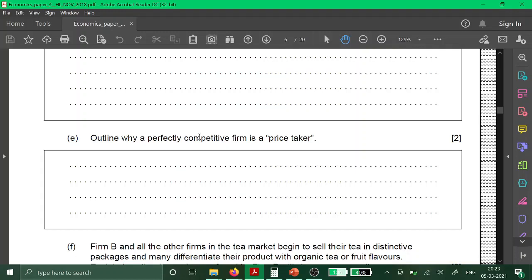So that is why it is a price taker. You have to write that it doesn't receive any benefit if it lowers the price, and if it raises the price, it loses its consumers, since there are infinite numbers of buyers and sellers in the market dealing with a homogeneous product.